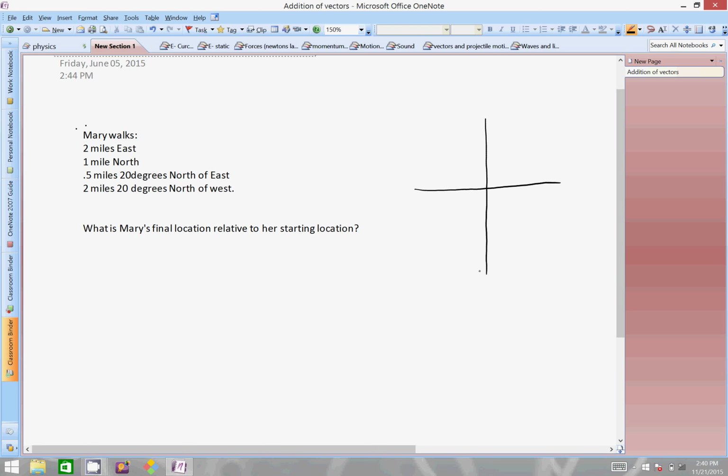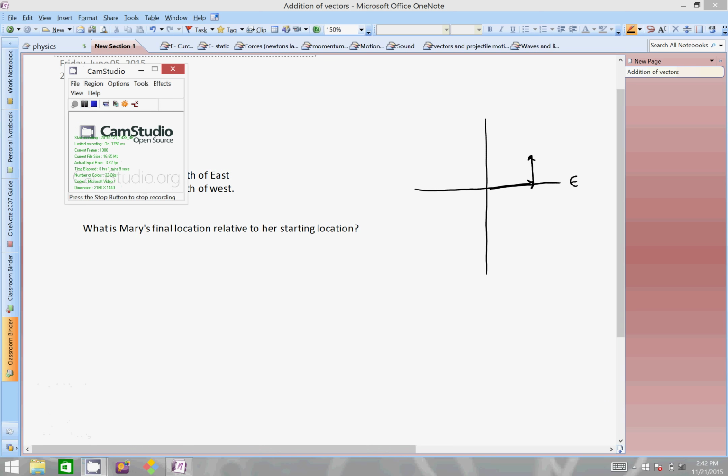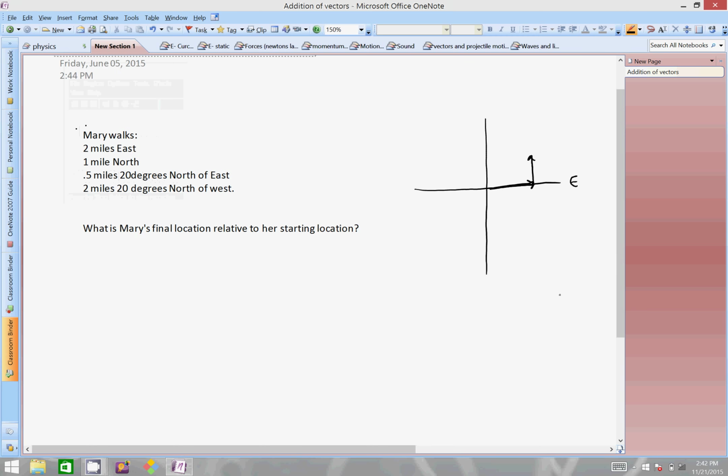It's not a very accurate way of doing it unless you have a nice set of graph paper, but we always want to have some idea what we're doing here. So Mary walks to the east. Let's just say she goes 2 miles east, and then she walks 1 mile north, and then she walks 0.5 miles. So we traveled 1 mile north.